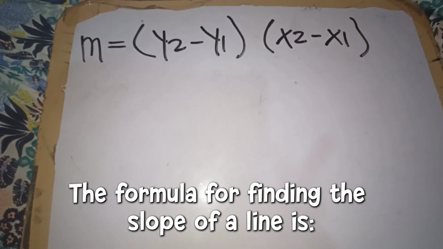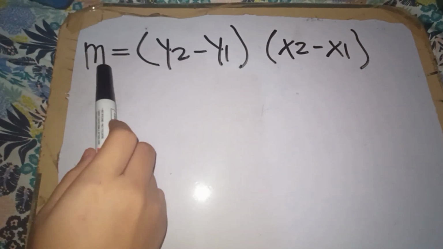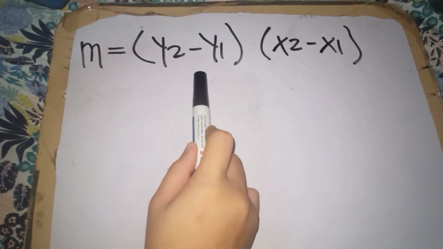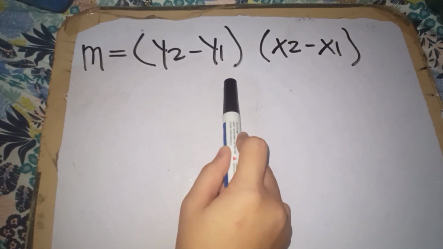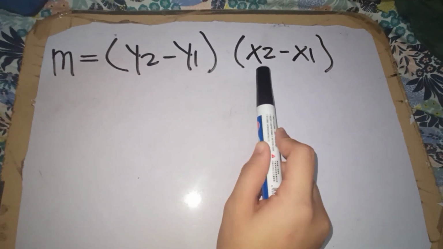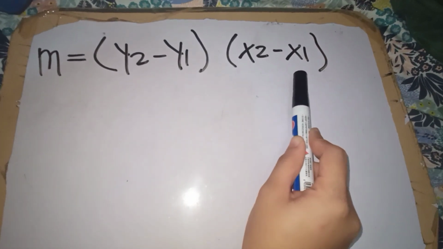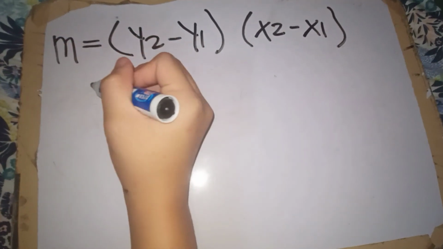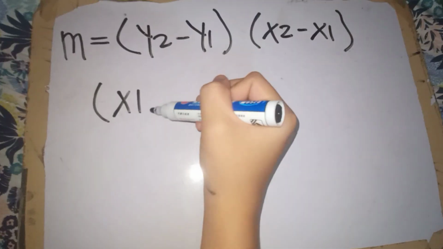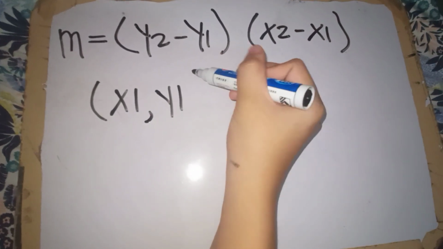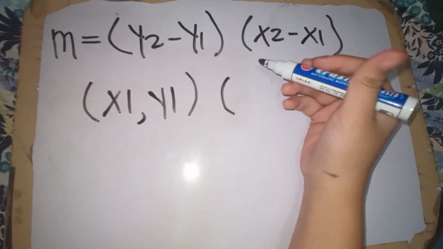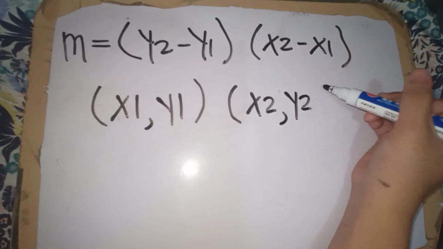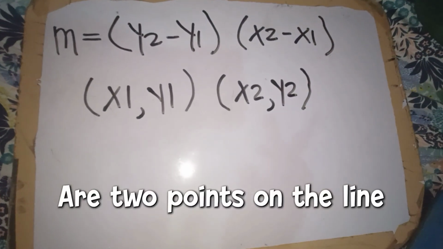The formula for finding the slope of a line is m equals (y sub 2 minus y sub 1) over (x sub 2 minus x sub 1), where m is the slope and (x sub 1, y sub 1) and (x sub 2, y sub 2) are 2 points on the line.